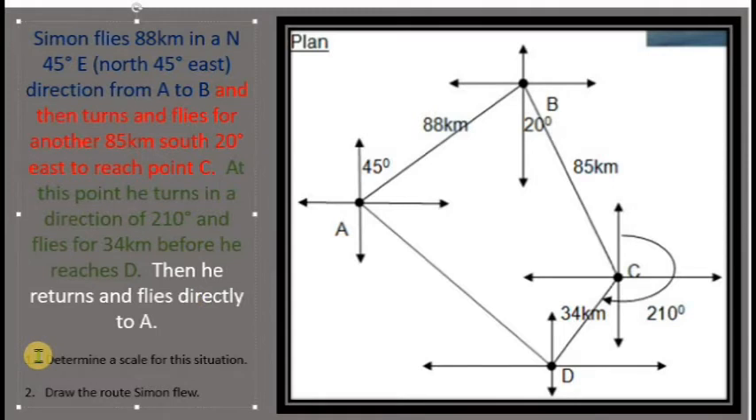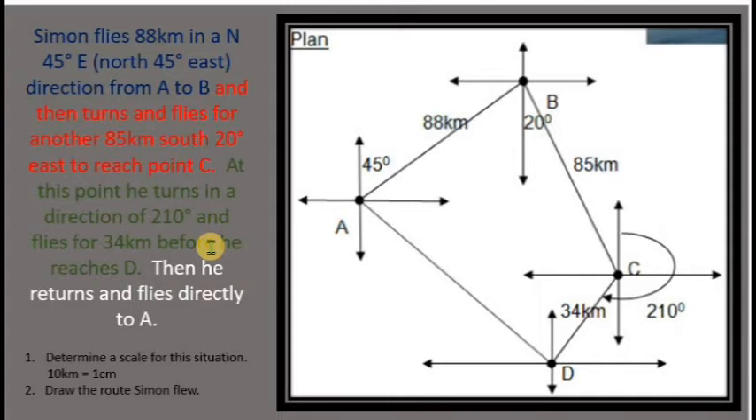Then first they ask us to determine a scale for this situation. Now, you cannot draw 88 kilometers on a piece of paper or 85 kilometers on a piece of paper, so I would say this scale will be for every 10 kilometers we draw 1 centimeter. So that will be our scale. Let's put it down here. Our scale will be 10 kilometers is equal to 1 centimeter. Now we can actually try to draw this on a piece of paper.